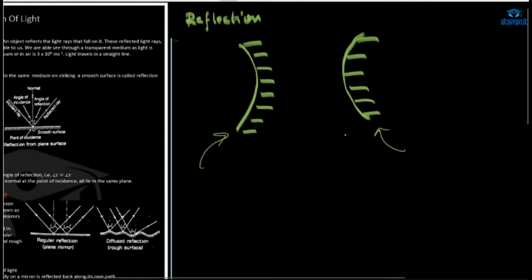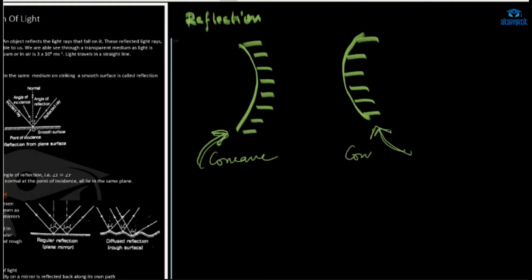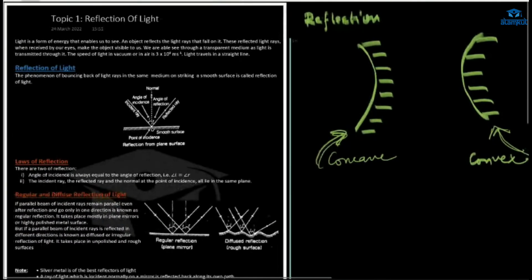What kind of mirror is this, and what kind of mirror is this? The first one on the left-hand side is a concave, and the other is a convex. Great. So the first topic is laws of reflection.